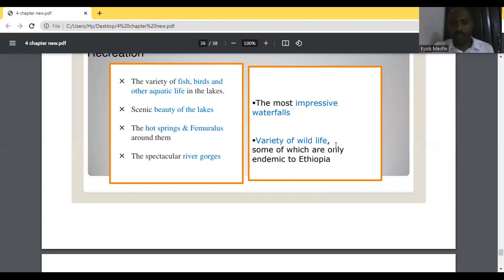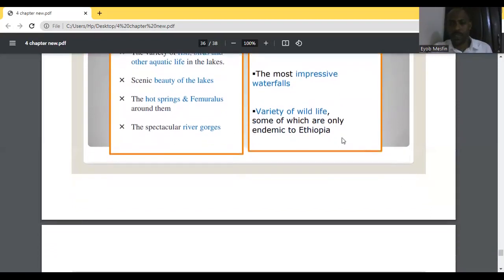Variety of wildlife, for instance, some of which are endemic to Ethiopia. We have a different variety of wildlife, both flora and fauna, and different plant species. There are around 8,000 plant species, and some of them are endemic to Ethiopia. For instance, the giant lobelia, Erica arborea and some other flowering plants are endemic to Ethiopia, and typically they are dominant in the highlands.